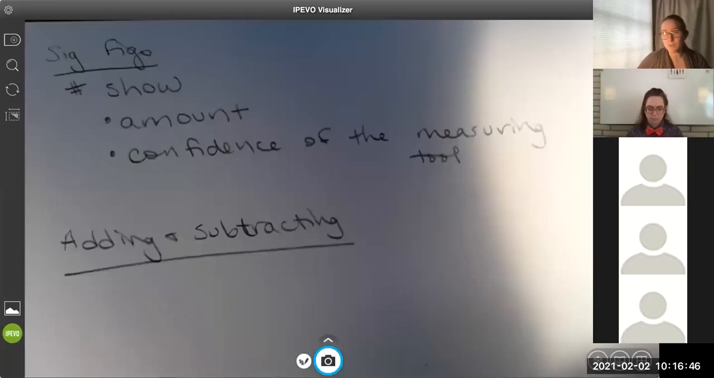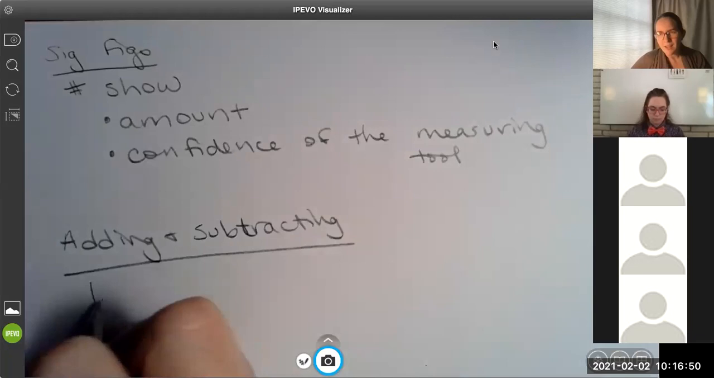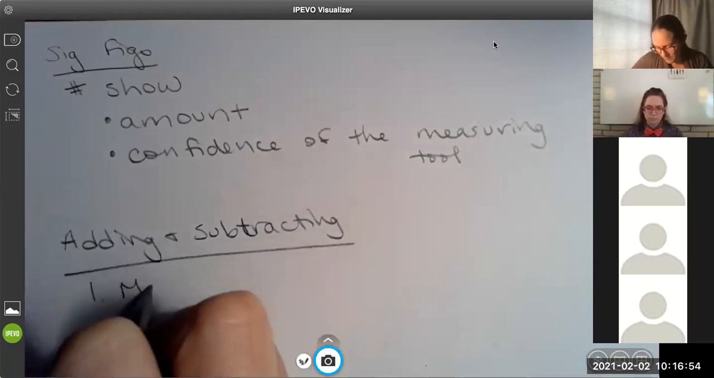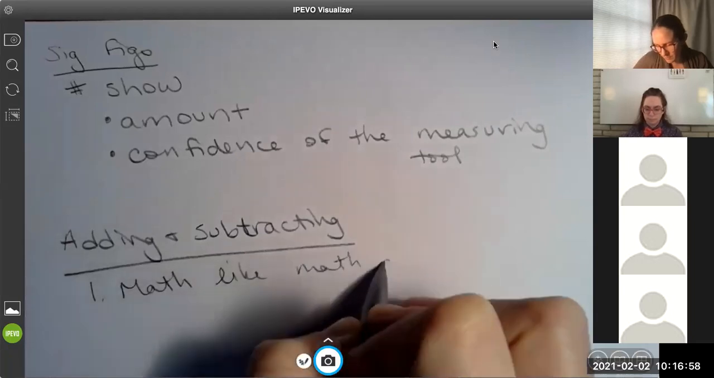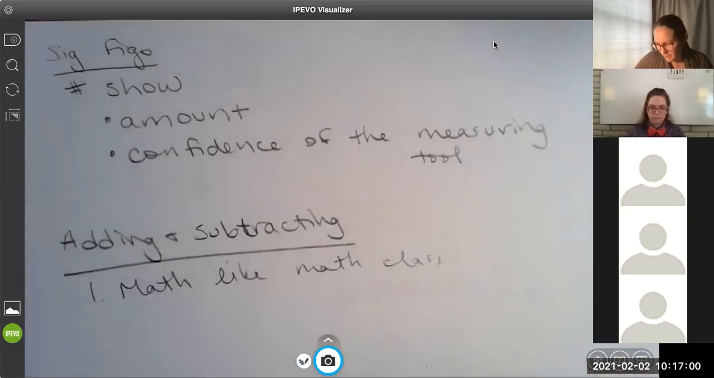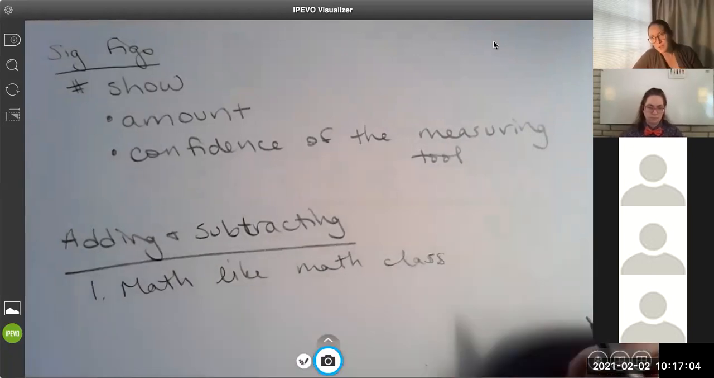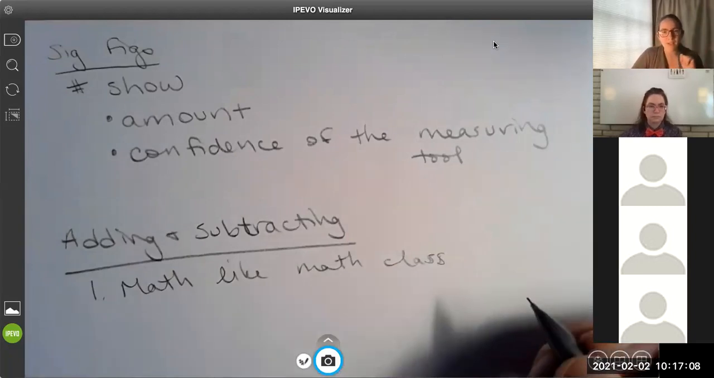Lots of them: add, subtract, multiply, and divide. The first step is always, I call it, math like math class. Nothing funky there. You can always have a calculator. In our virtual world, you can use your phone, that's fine, or an internet browser, anything. So step one is math like math class.